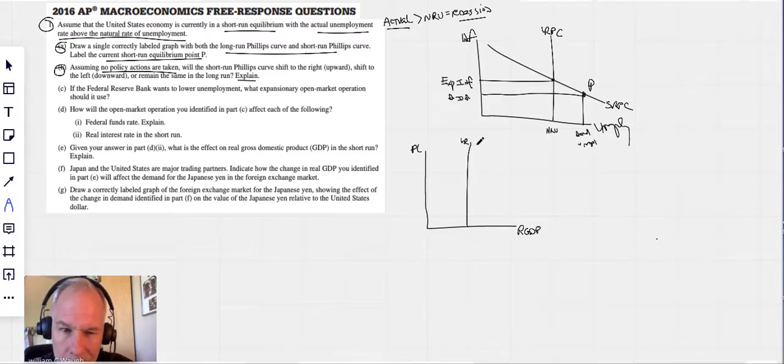Long run aggregate supply, there we go. Short run aggregate supply. Nice, and aggregate demand. All right, here we are in a recession. Right there, that's our price level. We'll call it PL1. And this is our real GDP, we'll call it Y1. This is YF, that's full employment.